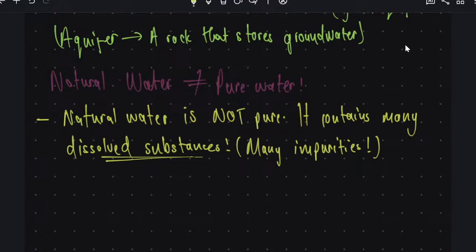So please, students, don't be like the students that think river water is pure. No. It is not. Are we together? Are we together? Good.